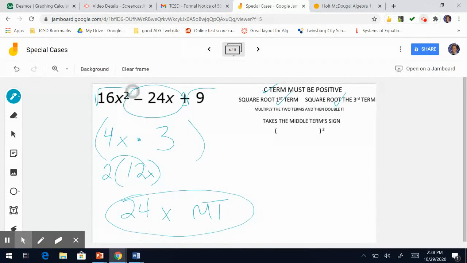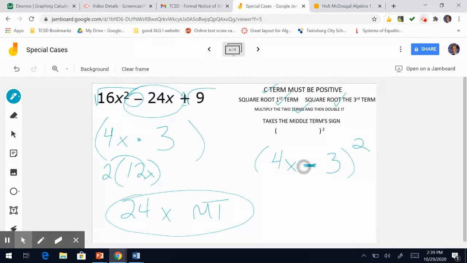Is 24x my middle term? Yep. So I'm going to take that sign and get 4x. My minus sign is my middle term. And my 9 turned into a 3 when I square rooted it. And then I just square it.